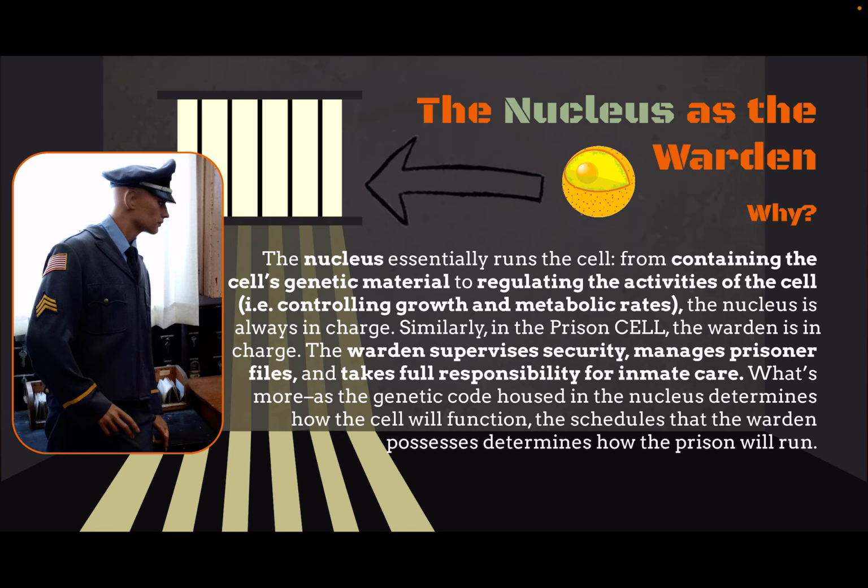Starting off strong, we have the nucleus as the warden. This is because the nucleus essentially runs the cell. It contains the cell's genetic material and regulates the activities of the cell, such as controlling growth and metabolic rates. So the nucleus is basically always in charge.